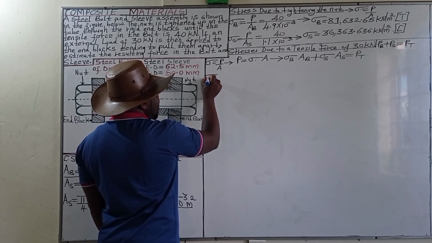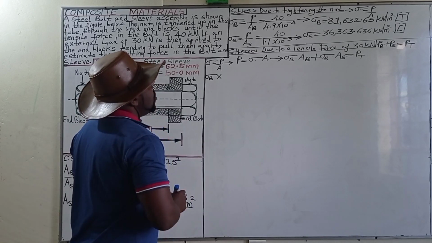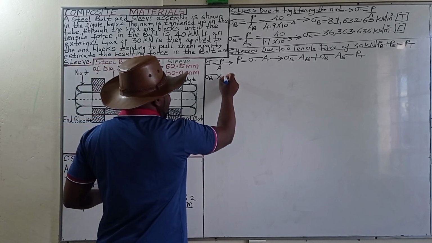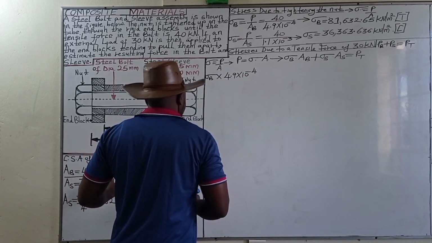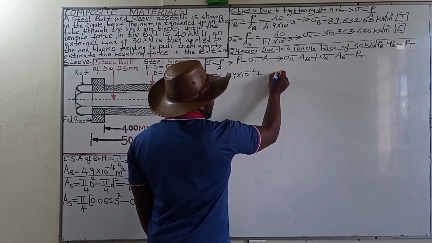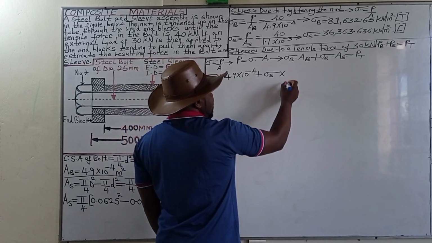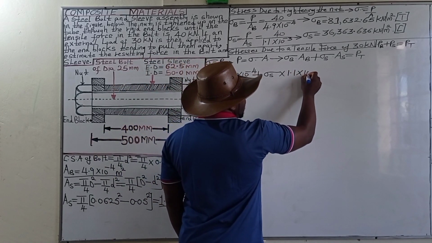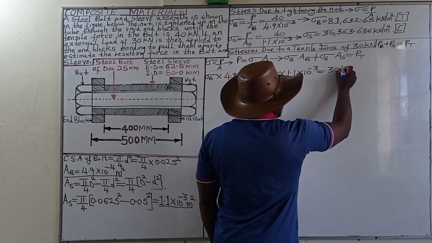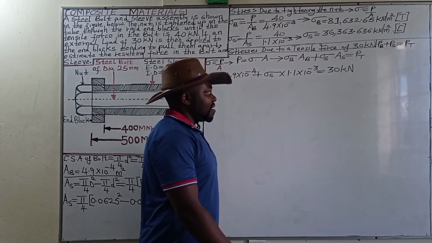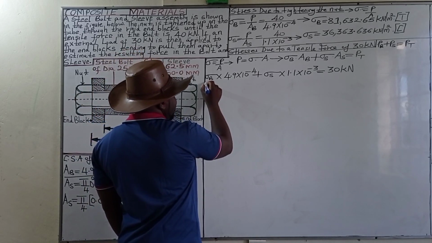Now, we are going to have the stress in the bolt times the cross-sectional area of the bolt, which in this case is 4.9 times 10 raised to the power of -4. We add that to the stress developed in the steel sleeve multiplied by the cross-sectional area of the steel sleeve, which is 1.1 times 10 raised to the power of -3, will be equal to the total force of 30 kilonewtons.